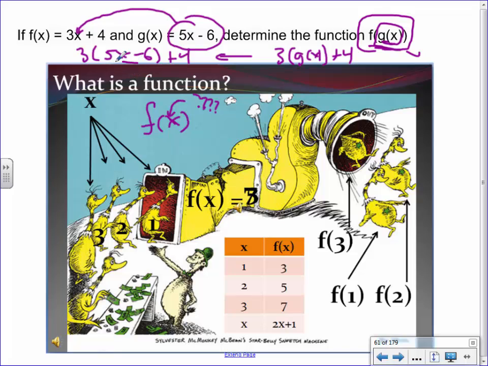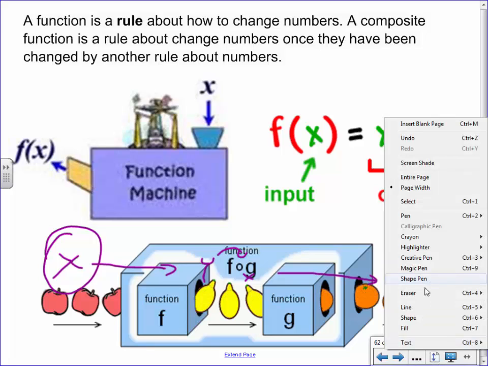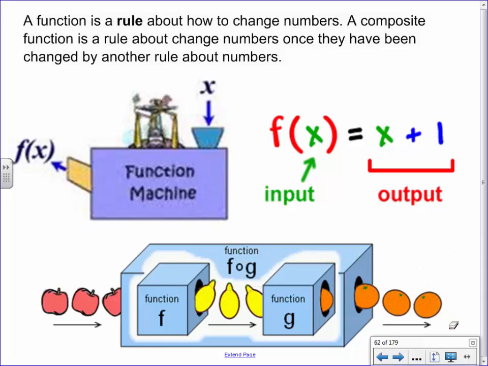So first you do the inside equation, then you do the big equation part. So let me try some examples. This often works better once we actually try something. So maybe a last point before I get there: just the visual of apples turning into lemons and then lemons turning into oranges.